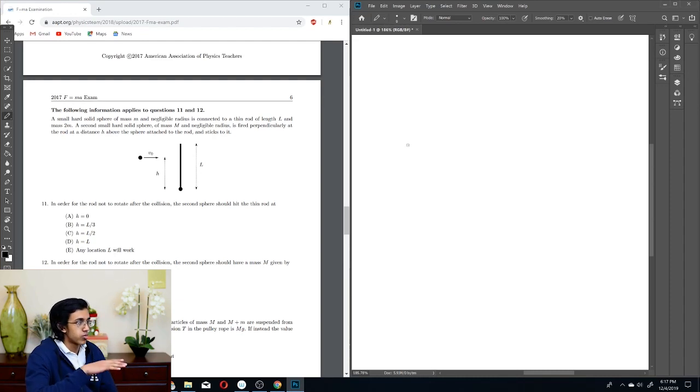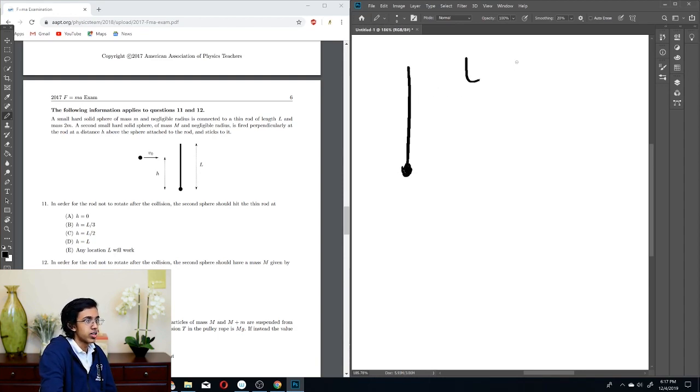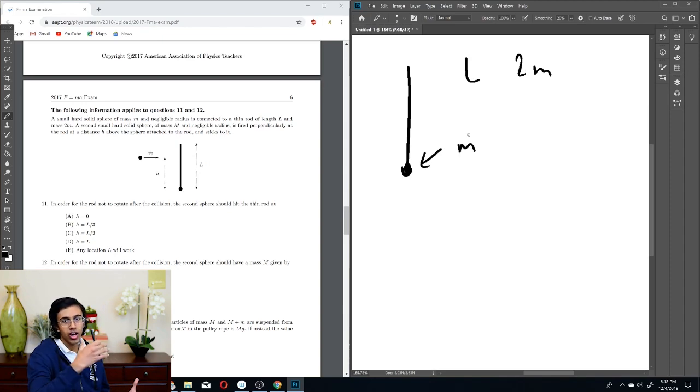Basically for it not to rotate, it can't have any angular momentum around its center of mass before or after the collision. So the velocity of this new ball has to go through the center of mass of the rod. The problem is just asking us to find the center of mass of this rod. The rod itself has length L and mass 2m, but the sphere added on the end of this rod is mass m. If you have two objects added together, the strategy for finding the center of mass is to take the two individual centers of mass and then find the center of mass of those two.